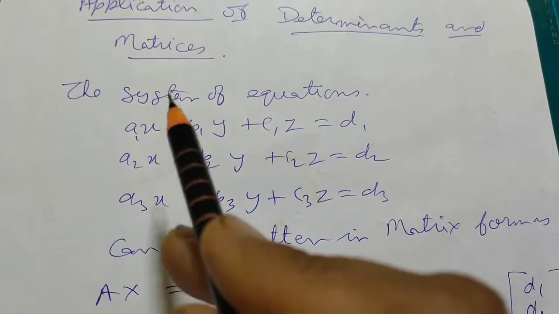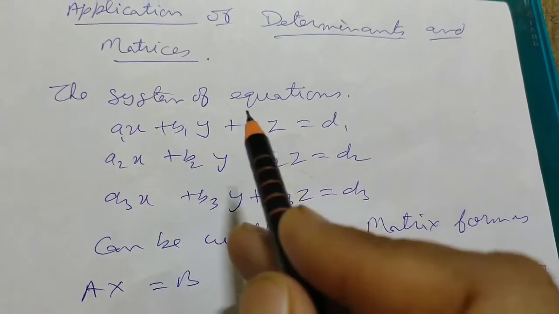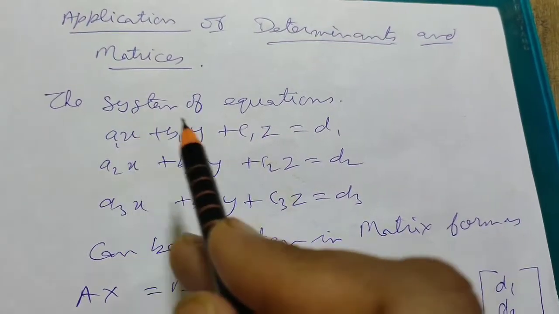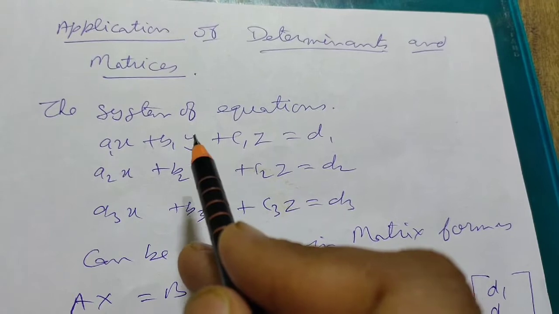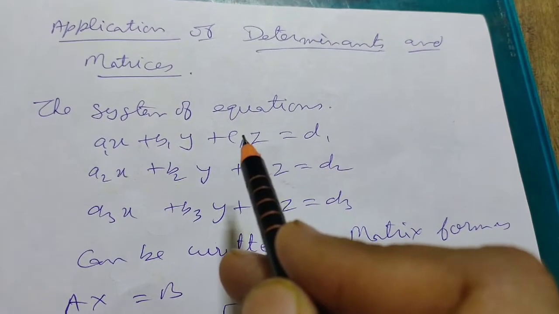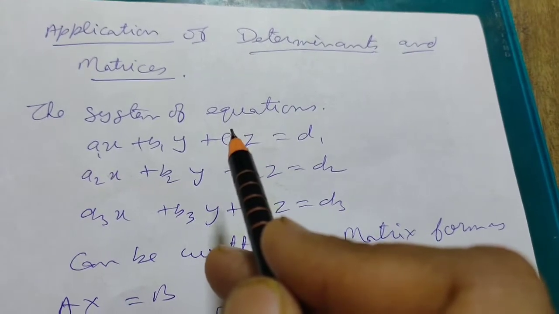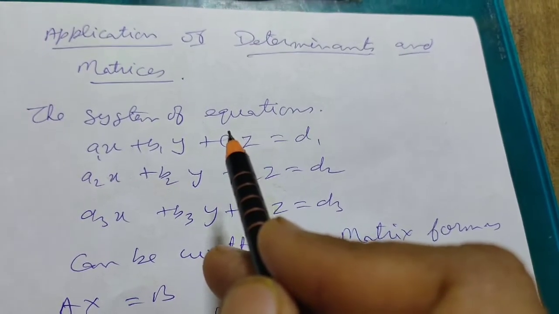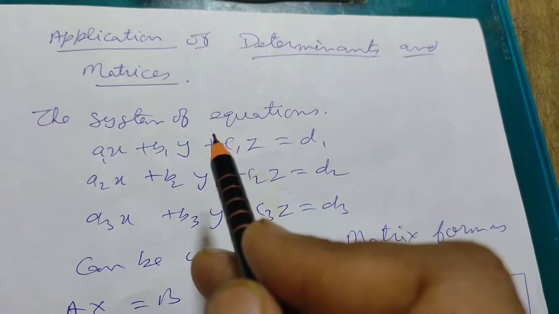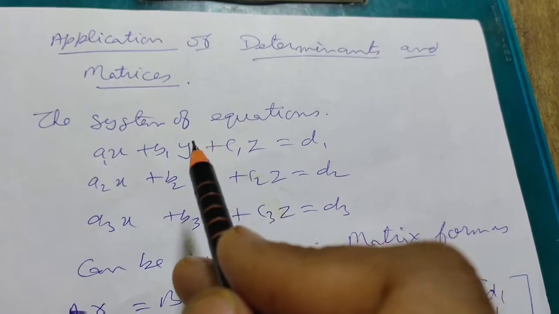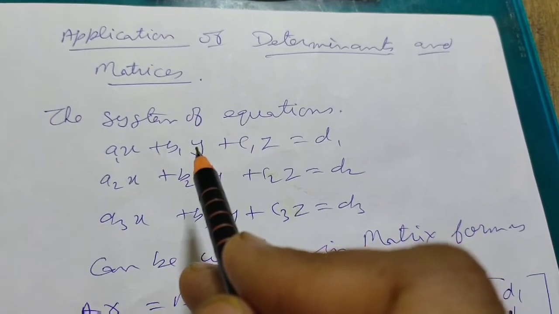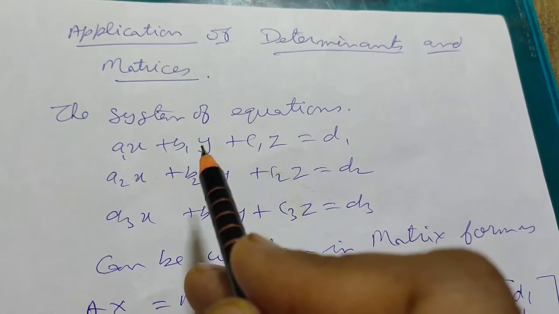that the terms having x, y and z should be in order. That means x should come first, then the second term should be with y and the third term should be with z. Suppose for example there is an equation like 2x plus z plus 3y equal to 5. Then you have to rearrange it. You have to write it as 2x plus 3y plus z equal to 5. Then only you can write matrix A, otherwise it will be wrong.